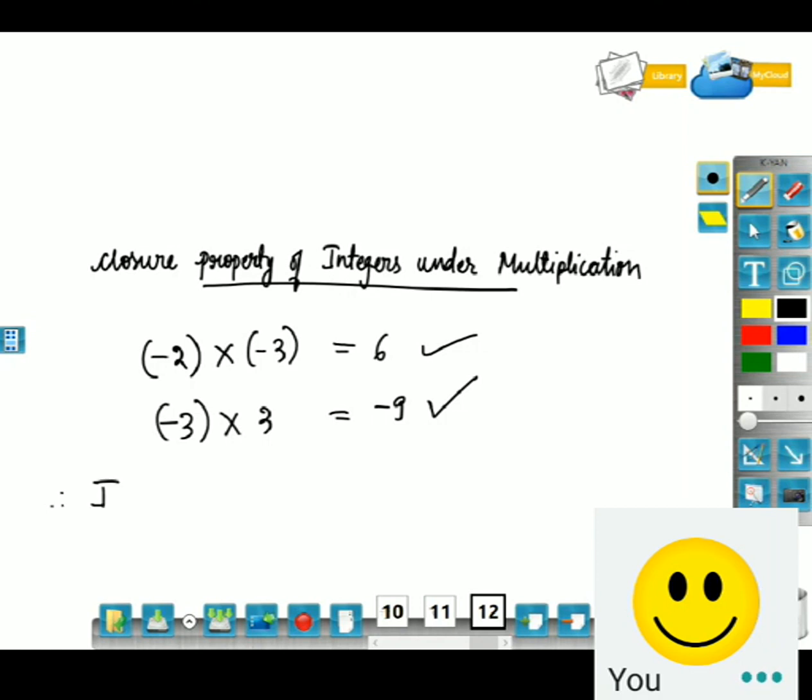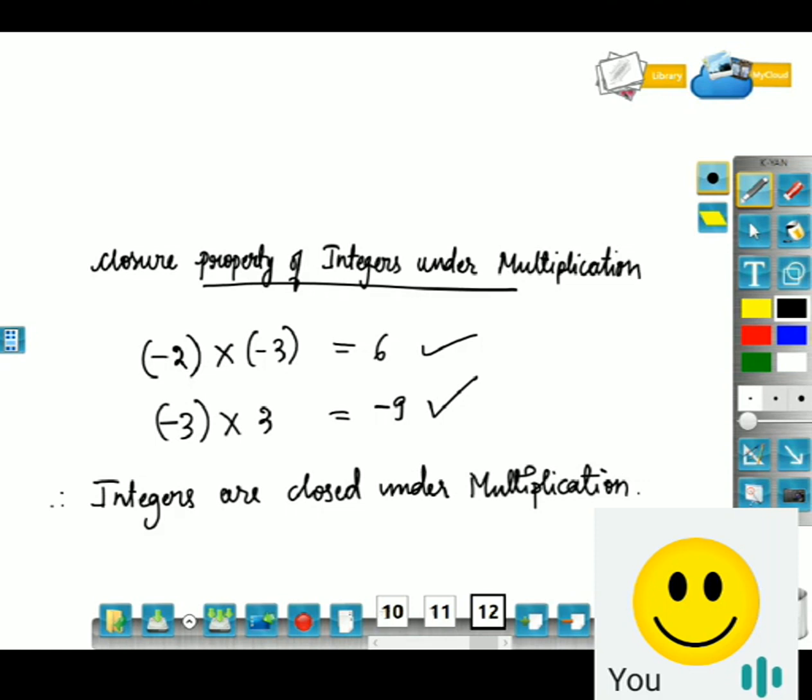Therefore, integers are closed under multiplication. We checked integers for addition, there also they are closed. We checked for subtraction, there also they are closed. And for multiplication also integers are closed, because on multiplying any two integers, we always get an integer.